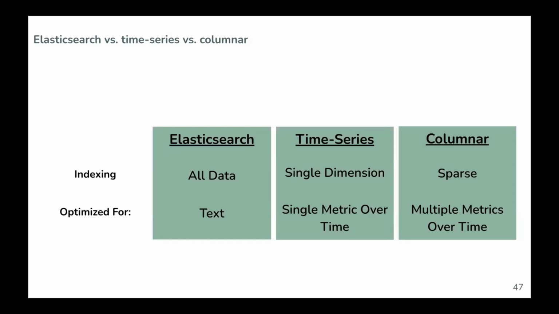Ultimately, we decided on a columnar database, more specifically ClickHouse, because it offered sparse indexing and it had a column-oriented approach to processing data, thus optimizing for aggregating multiple metrics over time.